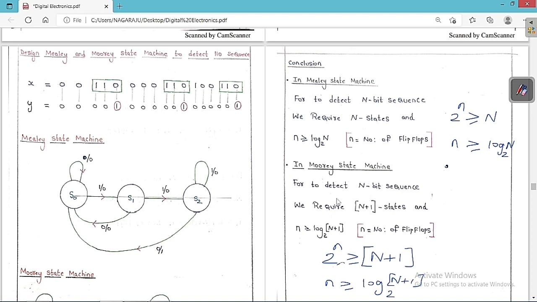Similarly, in a Mealy state machine, in order to detect the N-bit sequence, we require N plus 1 states. If small n is the number of flip-flops, then 2 to the power of n total states is always greater than or equal to N plus 1. If you take log base 2 on both sides, we get n is greater than or equal to log of N plus 1 with the base 2. These are the important points that you always have to remember.